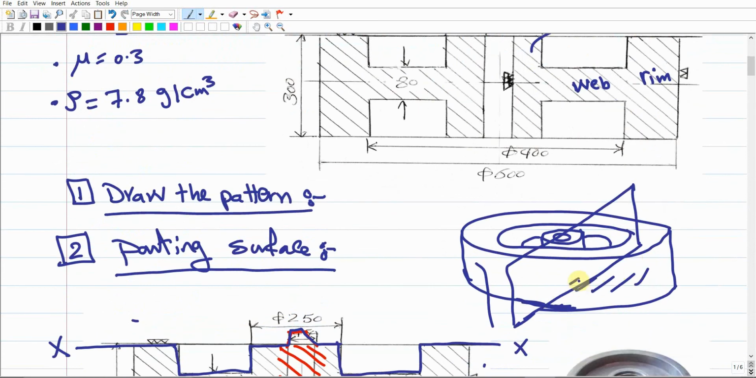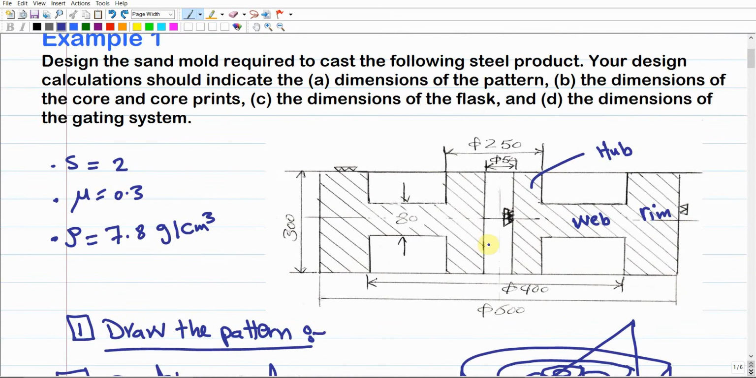Also, it should be machined. But any other surfaces, there is no need to waste time and cost to machine them. Like for example, this surface, there is no machining for this surface. There is no machining here. There is no machining to these internal surfaces, right? So all of these other surfaces, it is not required to do machining.